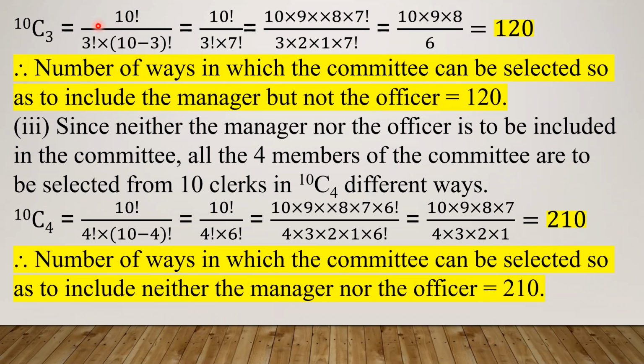Now we calculate the value of 10C3. That is 10 factorial divided by 3 factorial into (10 minus 7), that is 7 factorial. Now you can write 10 factorial as 10 into 9 into 8. By mistake, 2 multiplication signs have come. Just neglect 1. Okay.